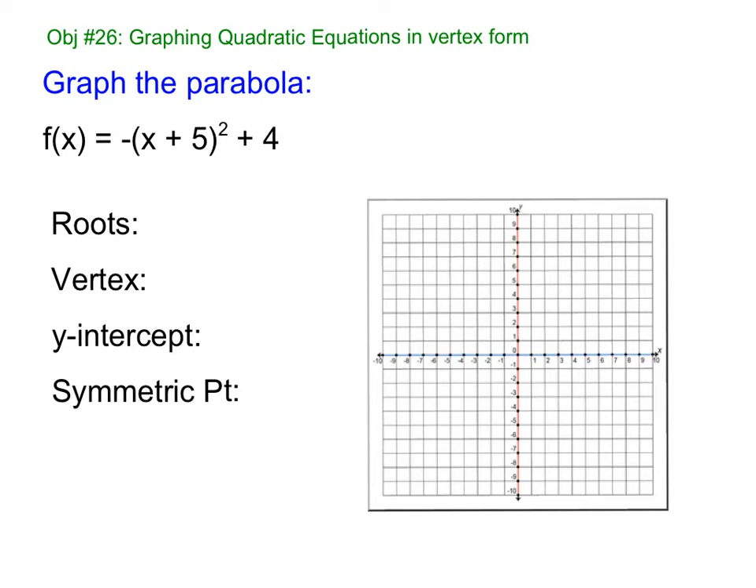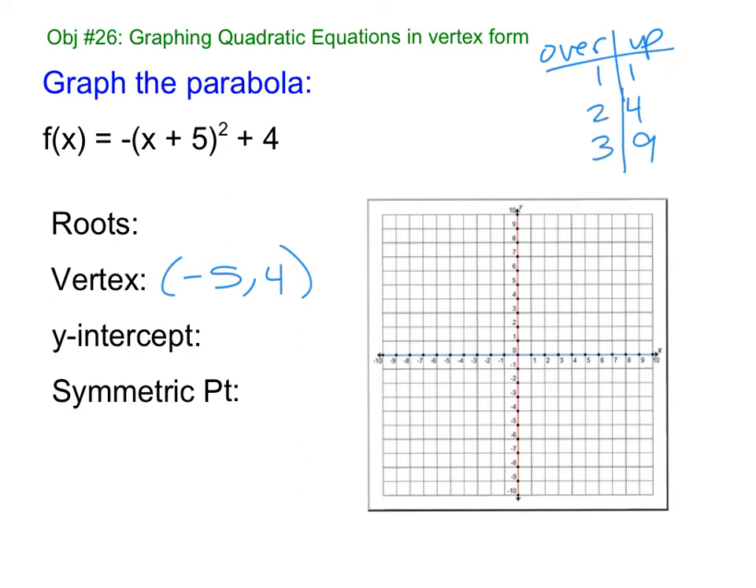So what's our vertex? (-5, 4). All right, now this one's a little harder. So I'm going to write down my shifting rule. Over, up: 1, 1, 2, 4, 3, 9. Now, what do you notice about this problem? We have a negative in front. What happens when we have a negative in front of our x squared?